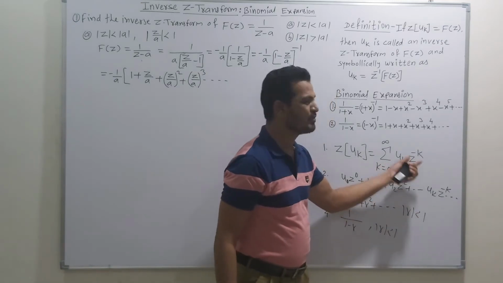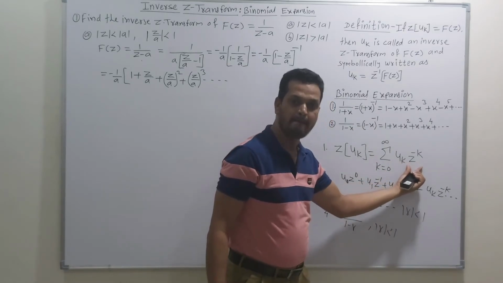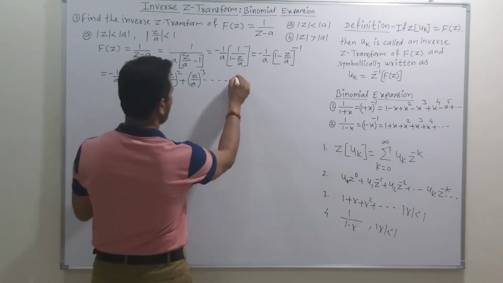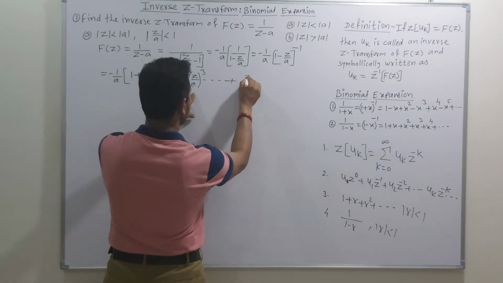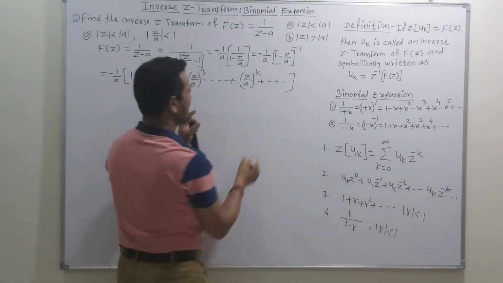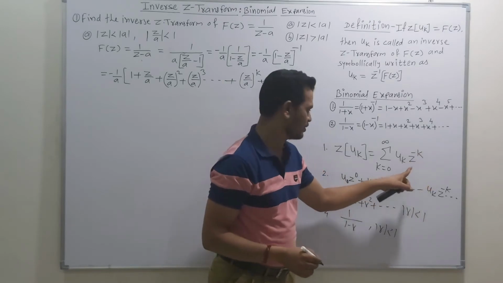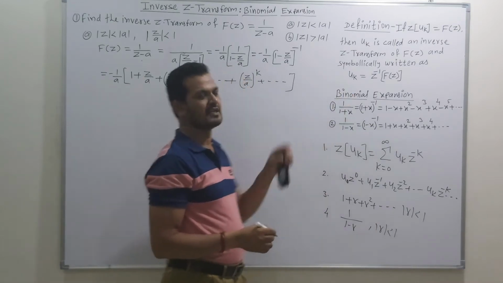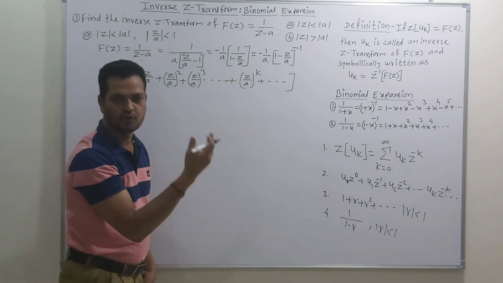To find the inverse Z transformation means to find the value of the sequence uk, and the sequence uk is the coefficient of z raised to minus k. So expand this term up to z raised to the kth power. The next term is z upon a raised to the kth term. Purposefully we write this kth term because we are interested in the coefficient of z raised to minus k. That coefficient of z raised to minus k is uk, which is the value of the inverse Z transformation. So now to find the inverse Z transformation of this term means to find the coefficient of z raised to minus k.